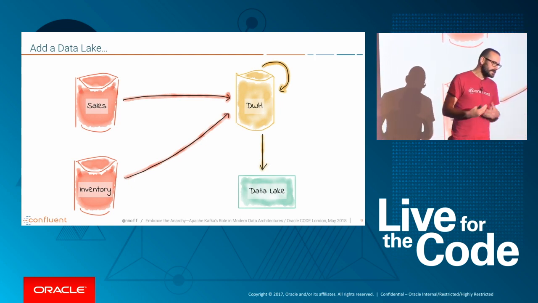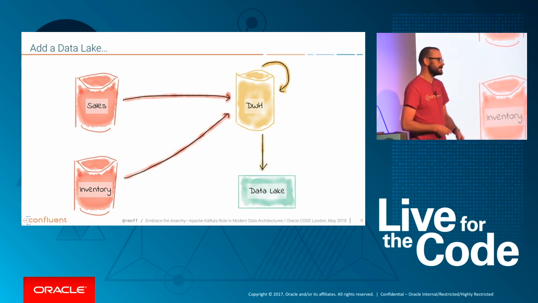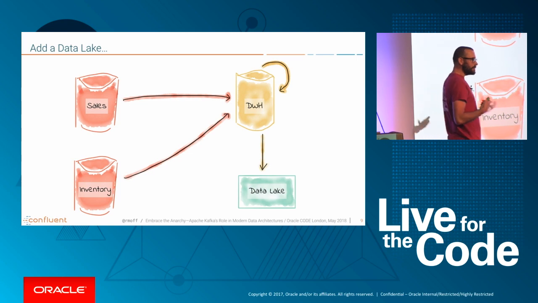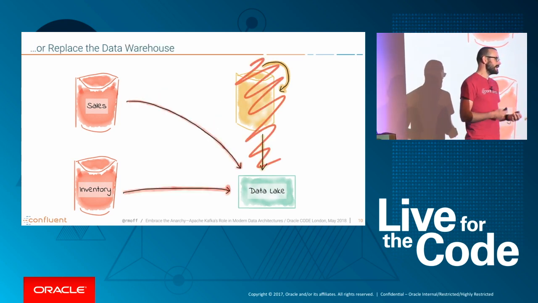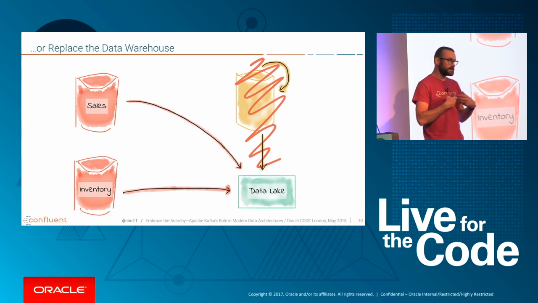But sometimes people do these things just because they do. But anyway, we have a data warehouse. Let's copy it into a data lake. Or let's actually replace our data warehouse and take our data from our source systems and copy it into our data lake. But then, of course, we still need to transform it.